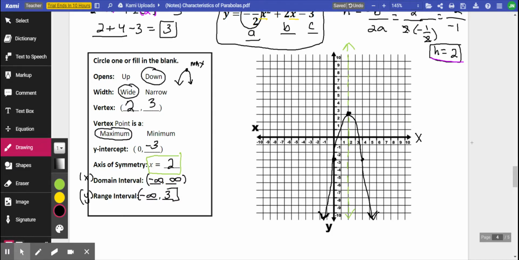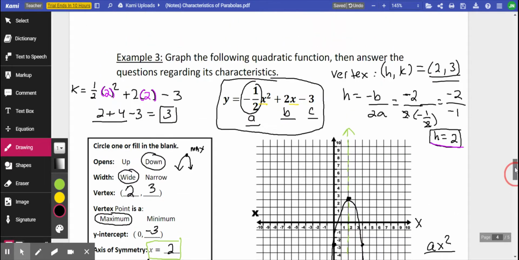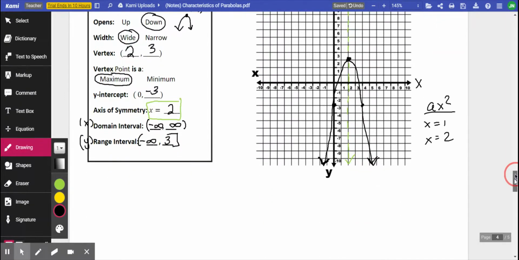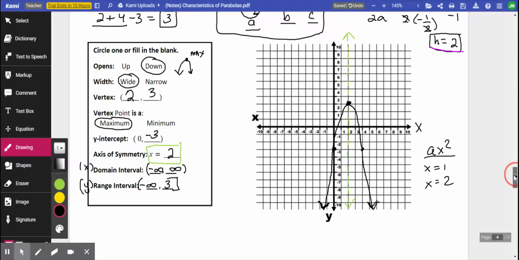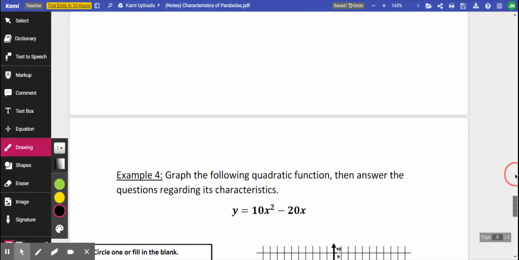In this case, I didn't need the additional points, but you could have also gotten additional points by doing what I just did earlier, by using the ax squared and then plugging in x equals 1, x equals 2 to get some additional points to make this graph more precise. But if you're just doing it to answer these questions, if you're able to do it with just the y-intercept, you're able to basically graph the whole thing.